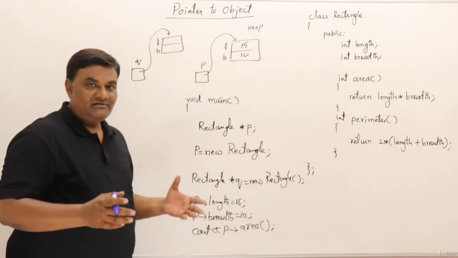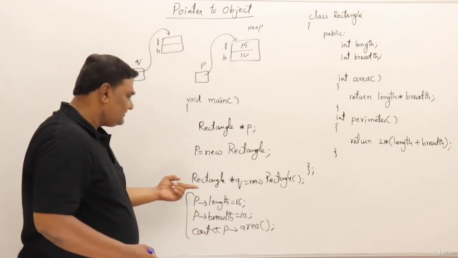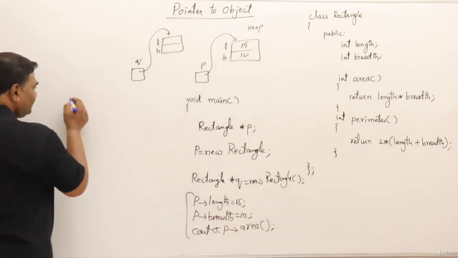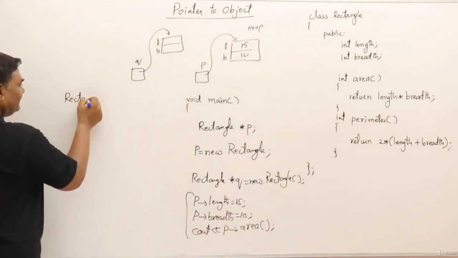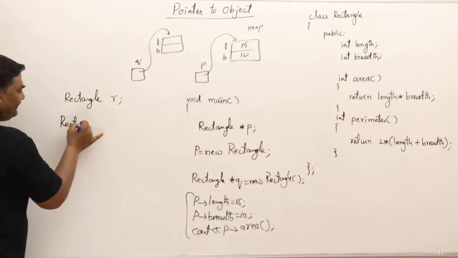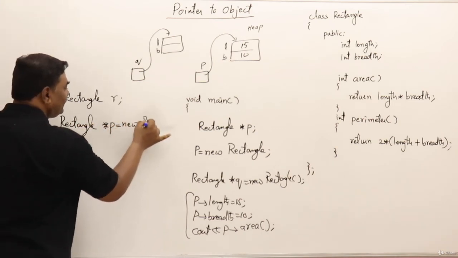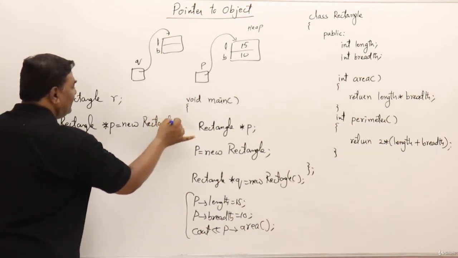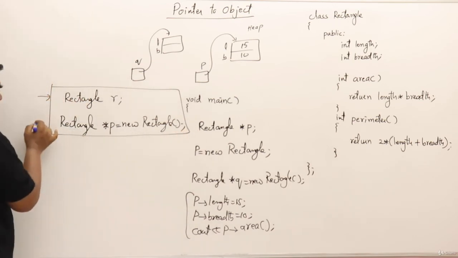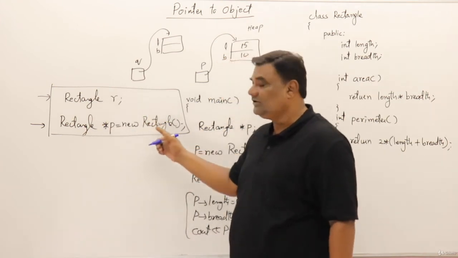So how to access an object using a pointer? Already we have seen this part, but now we have learned one more thing, that is how to create an object in the heap. Now lastly, I'll show you both. If you say Rectangle R, the object is created in the stack. If you say Rectangle star P assign new Rectangle, then the object is created in the heap. So the first method is for the stack and the second method is for the heap. These are the two methods: how to create an object in the stack and how to create an object in the heap.